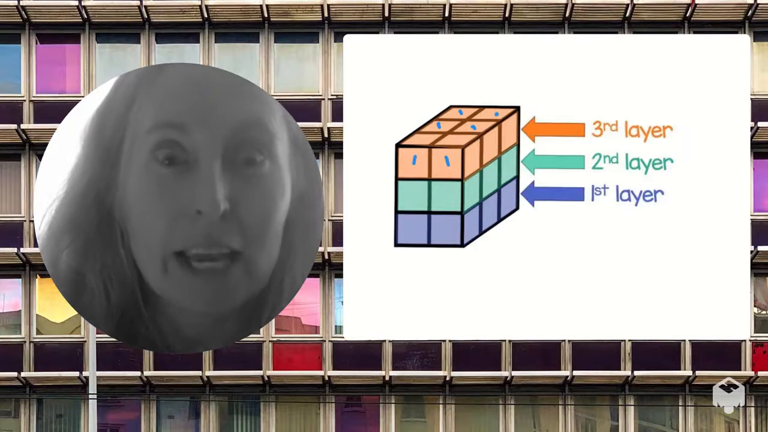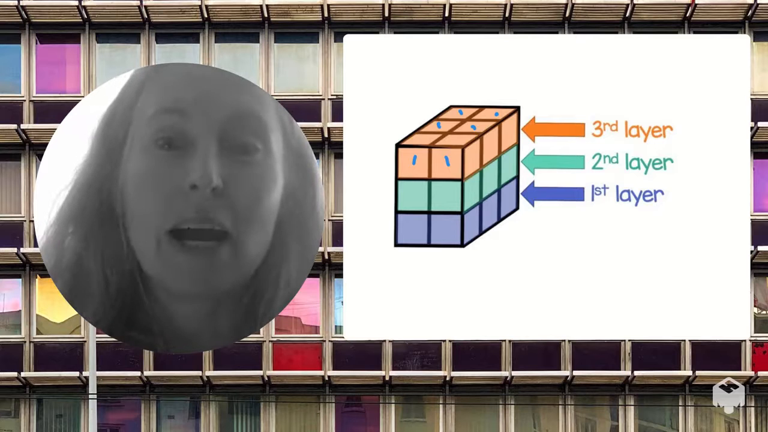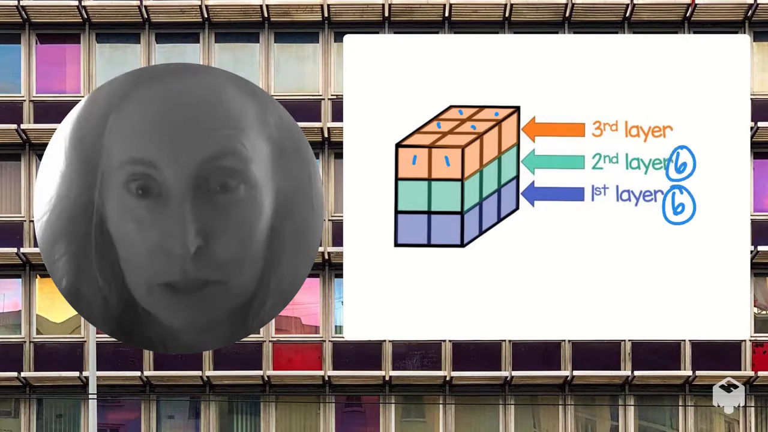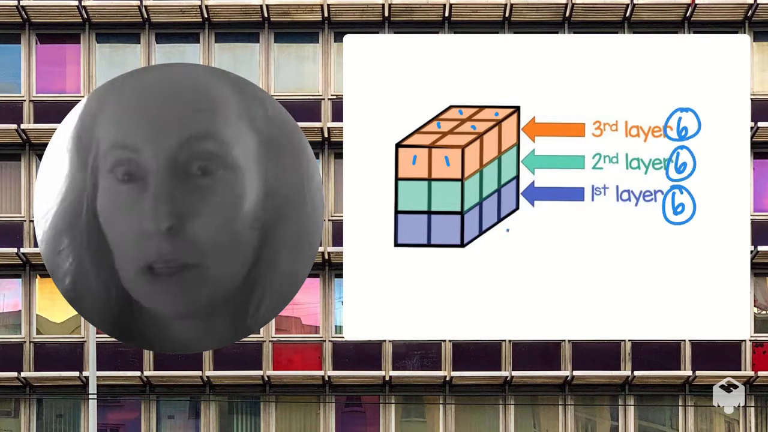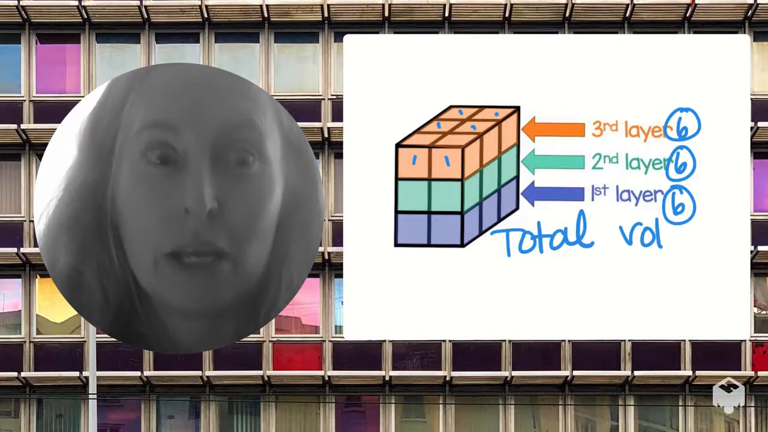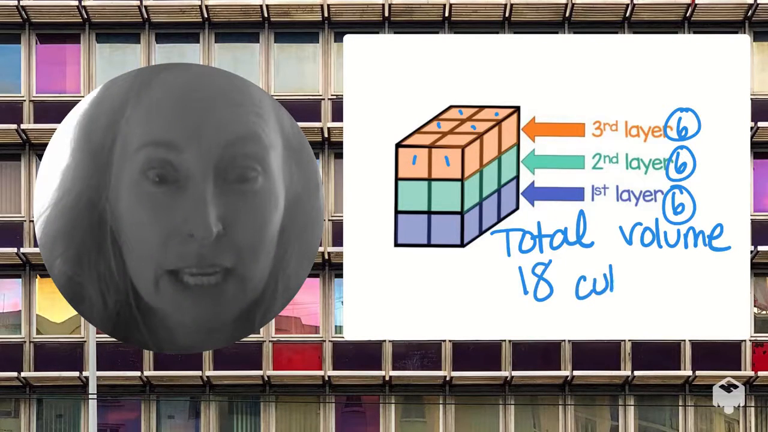And if that layer is matched on all the ones underneath it, I would know that I have 6 cubic units for the first layer, 6 cubic units for the second layer, and then 6 cubic units for the third layer. So the total volume of this shape would be 6 plus 6 plus 6, or 6 times 3, 18 cubic units.